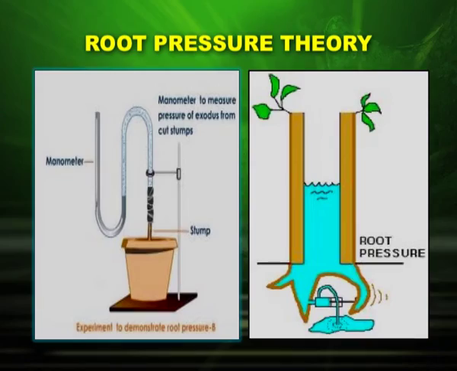The root pressure theory can be demonstrated by a simple experiment. Now, what do you see in the diagram? In the figure, you see a potted plant which has been connected with a manometer to measure pressure of exudation from cut stems, and the adjacent diagram shows the exudation that demonstrates root pressure. Now let us study the effect of root pressure.